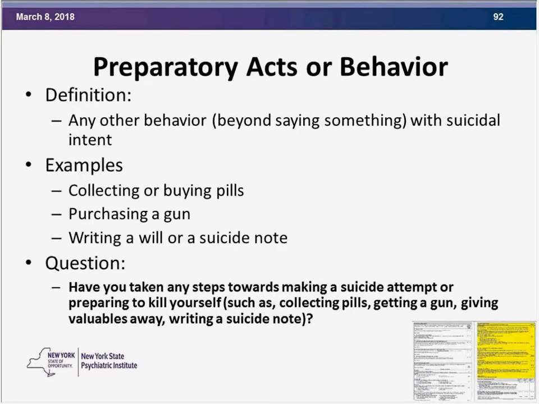And then finally, preparatory acts or behavior. That's anything other than a verbalization that has suicidal intent. So things like assembling the means to kill yourself, writing a suicide note, giving your valuables away, looking up online ways to kill yourself. And you can ask, have you taken any steps toward making a suicide attempt or preparing to kill yourself, such as, and the examples are in the question for you.